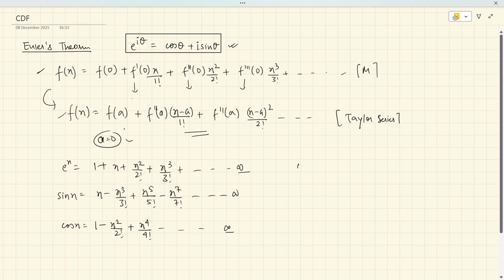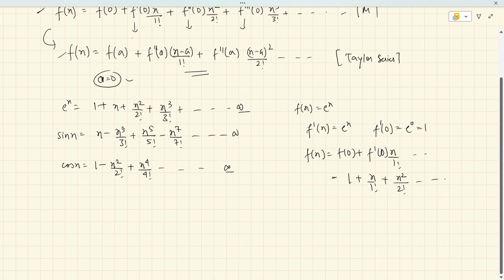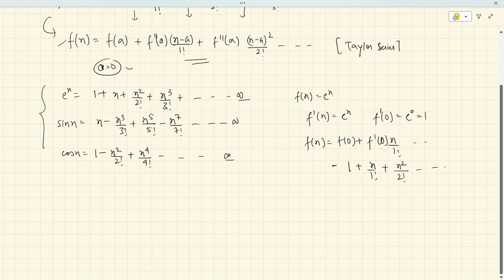We define f of x equal to e to the power x. f dash x is nothing but e to the power x. f of 0 is e to the power 0, which is 1. So f of x is f of 0 plus f dash 0 x divided by 1 factorial and so on. f of 0 is 1, f dash 0 is also 1, so it is 1 plus x divided by 1 factorial, and if you continue this series you will get the next terms and so on. So this is our expansion by the Maclaurin series.